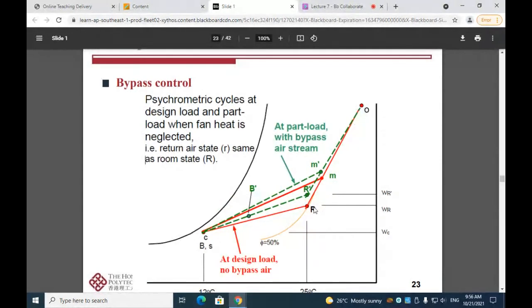So you can see that for the design condition, we have return air mixed with the outside air, and the mixed air will go through the cooling coil, and then it will follow the space room ratio line to reach the return condition, the design state.